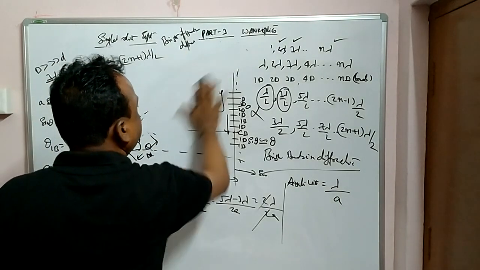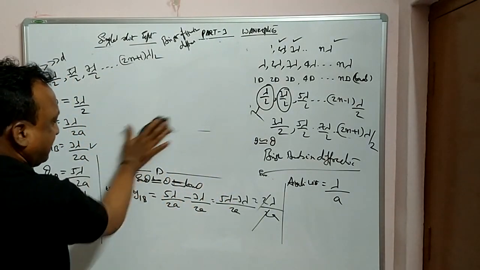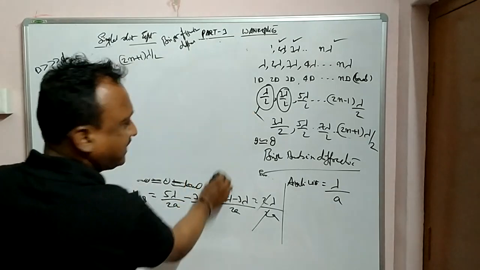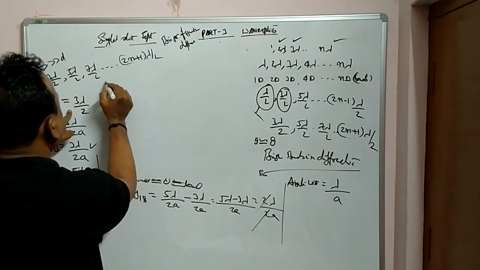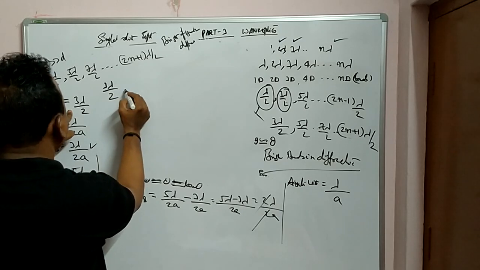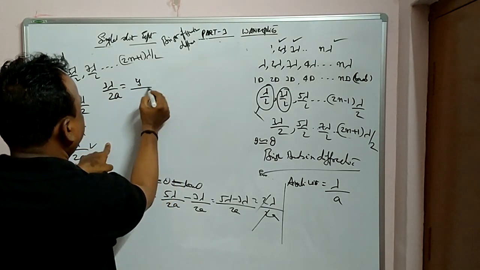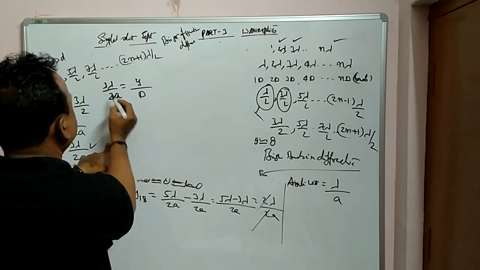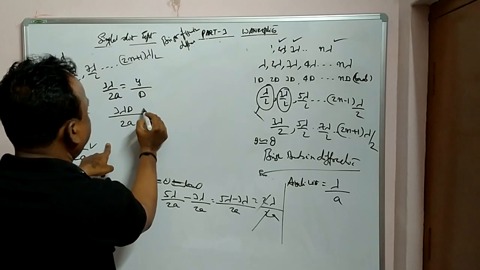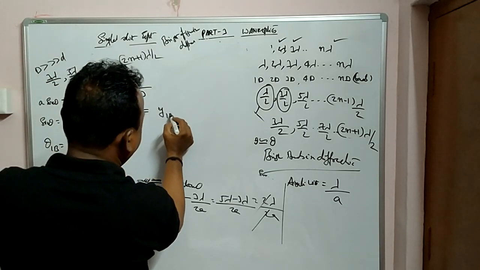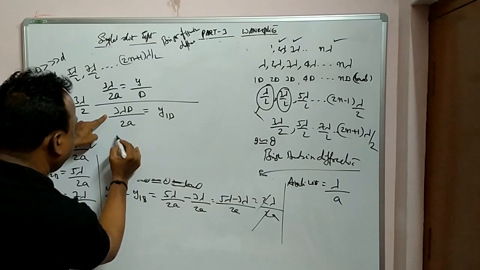I will give that formula also. As I said, the angle is very small, sin theta is equal to tan theta. So let's check what happens if we use that formula. For the first one, 3λ/2a is equal to tan theta, that is y/d. Then what happens? y equals 3λD/2a. This is the first bright. Okay? This is for the first bright. The next one you can write down easily.